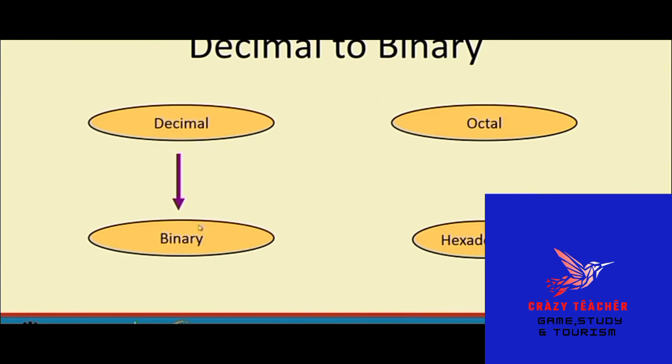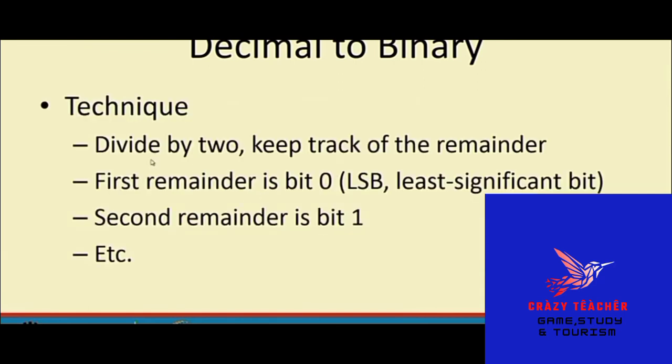But on the other side, for decimal to binary, octal and hexadecimal conversion, we need to divide. For decimal to binary, we divide by 2 and keep track of the remainder. The first remainder is bit 0, the second remainder is bit 1, and so on.